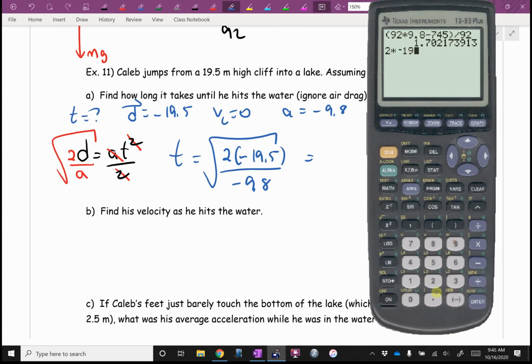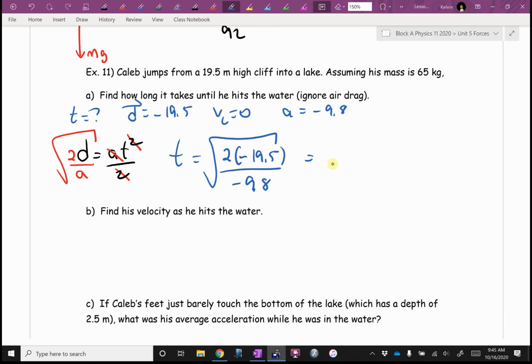Times negative 19.5 divided by negative 9.8. Square root of that. I typed that wrong, didn't I? 98, Mr. Duke. Negative 9.8. Square root of that. Yeah, 1.99, 2.0. You know, I'll go to 3 sig figs, 1.99. Basically, if you're cliff jumping from 20 meters, you're in the air for 2 seconds.